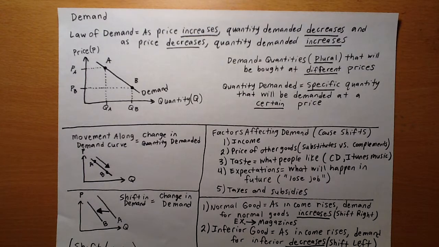Another factor affecting demand is expectations. This means, what's going to happen in the future. So if I think that I'm going to lose my job, my demand curve is going to shift to the left because I think I'm going to have less money to spend, so I'm going to buy less. Another thing is taxes and subsidies. If taxes increase, I have less money, so demand shifts to the left. If there's a subsidy for a good, or the government helps pay for it, my demand curve shifts to the right because it's cheaper.